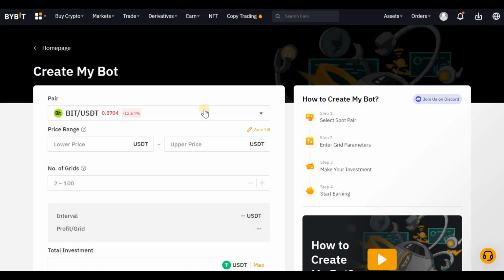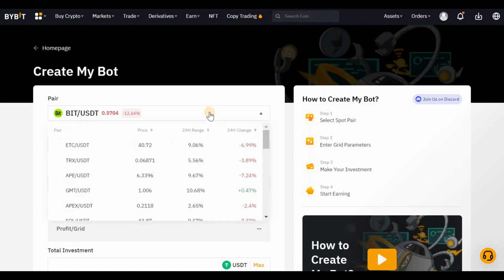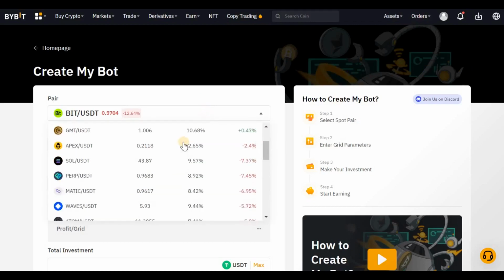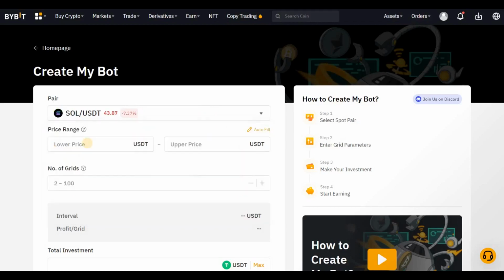If you go over to this section right here, you can select any coin that you want to trade and create a trading bot. Right now, I can choose to trade Solana. The next step is to input my price range. You can do this manually if you have a good knowledge of technical analysis, or you can easily use this autofill section that has been provided by Bybit.